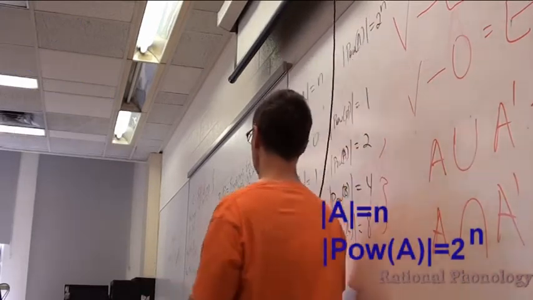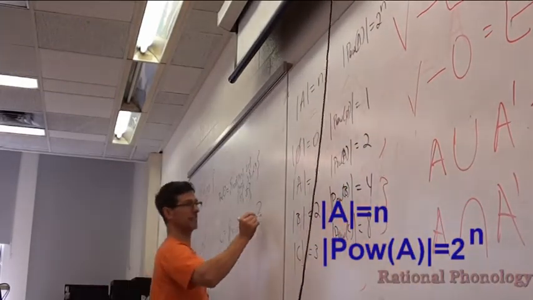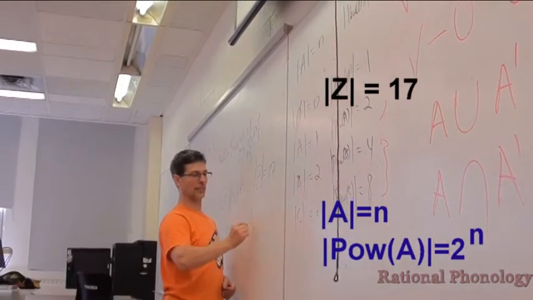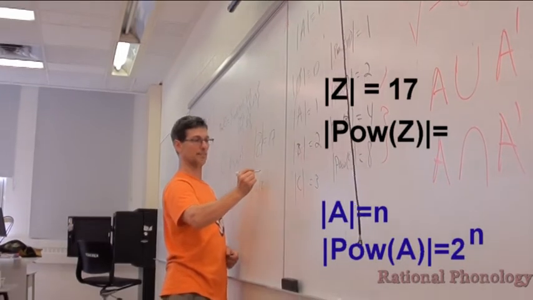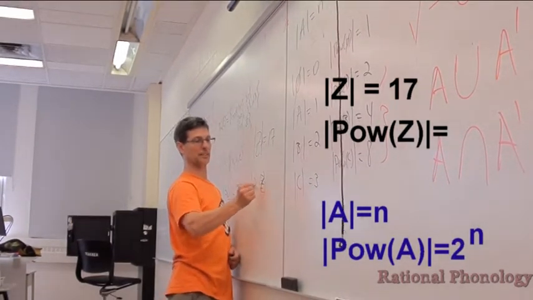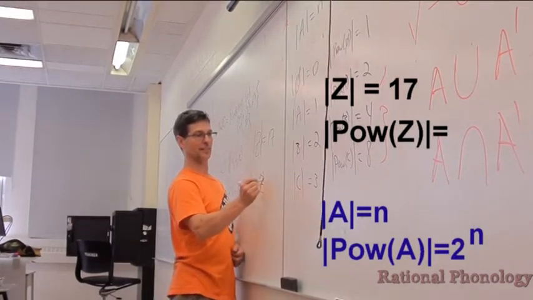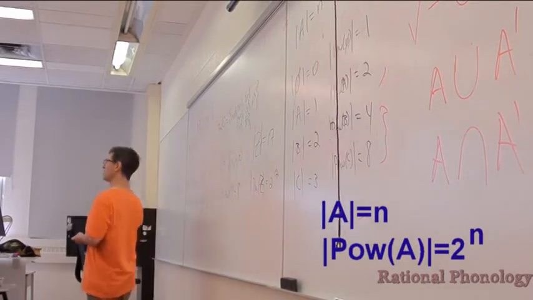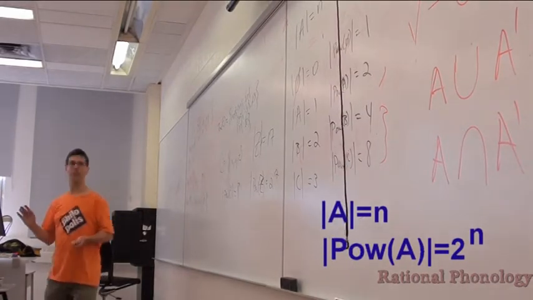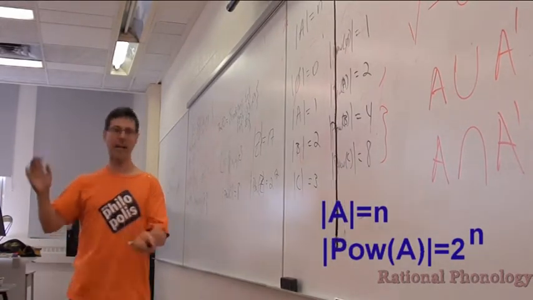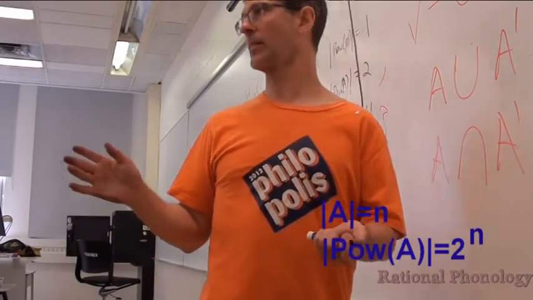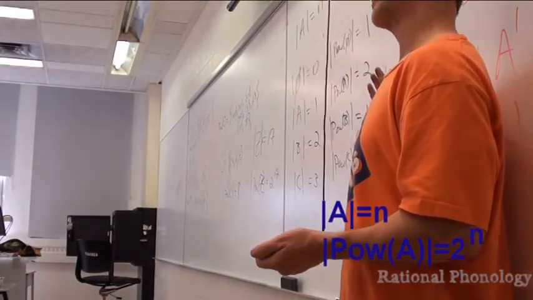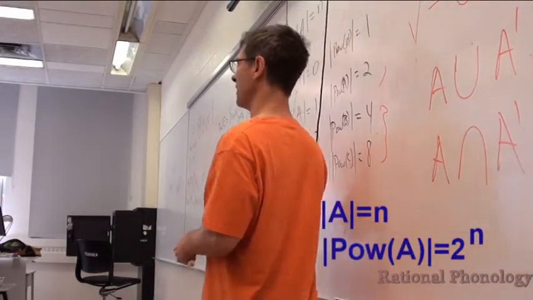So you already know, if I say here's set Z that has a cardinality of 17, then what's the cardinality of the power set of Z? It equals 2 to the 17th, which is a lot. Okay? But do not remember this. I demand that you forget it right away. But you got to remember instead how to figure it out again.